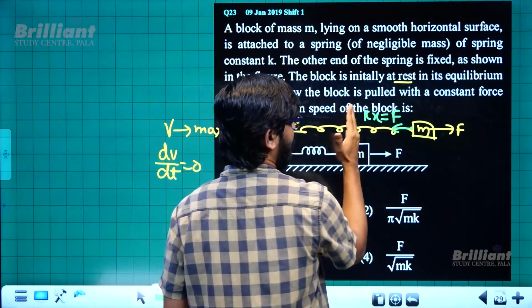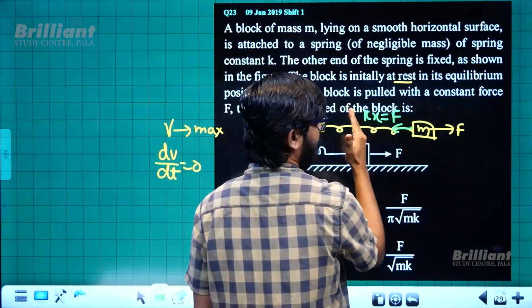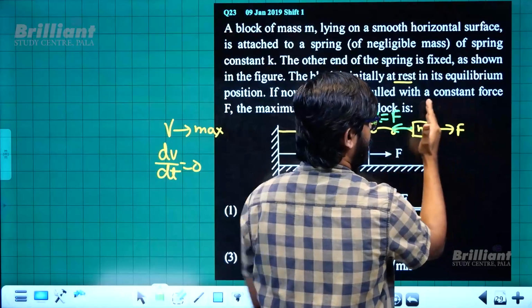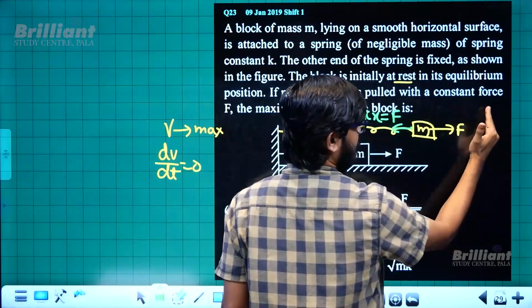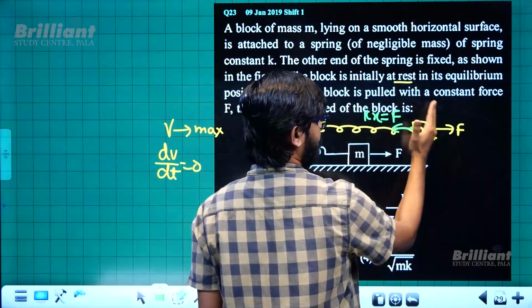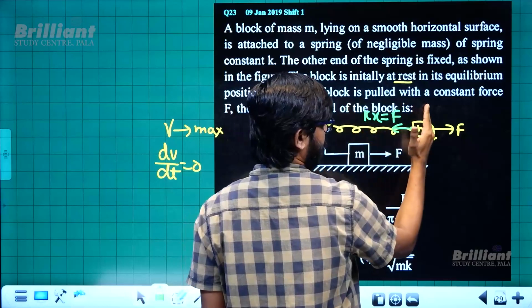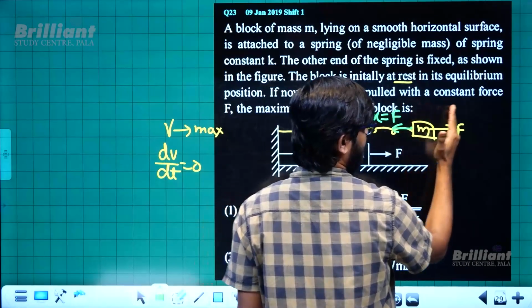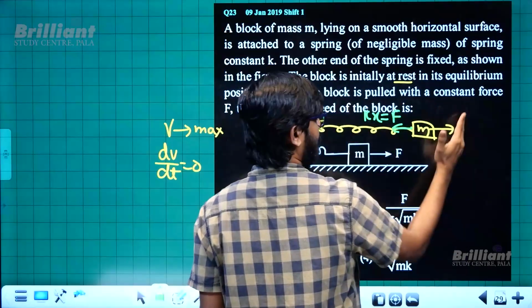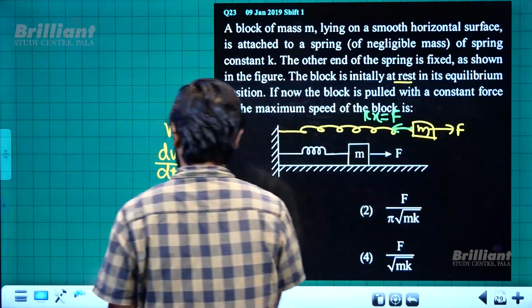Now till now what will happen? Till now this force will be more than the spring force, so it will be accelerating. After this, the spring force will become more than the applied force, so it will be decelerating, the speed will become 0, and it will be performing oscillation. So the maximum speed position is this position. Till here the force is more, so it will be accelerating. After this it will be decelerating, it will come to rest, come back, and perform oscillation. So kinetic energy will be maximum at this position.